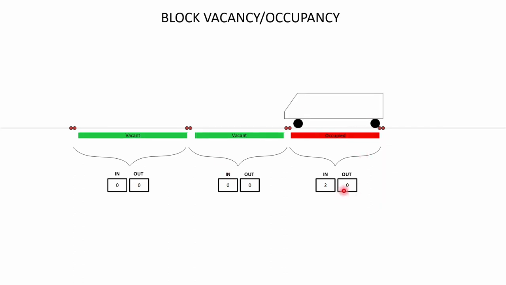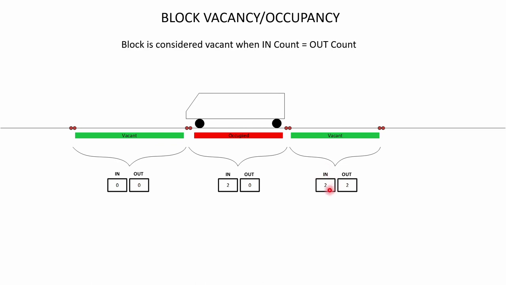Now on the next one, in count becomes 2 because 2 axles have entered. No axle has exited. Now you can see one axle has exited, and on this section, one has entered, none has exited. As soon as in count becomes equal to out count, which is this one and this one, the axle counter knows that this section is vacant.